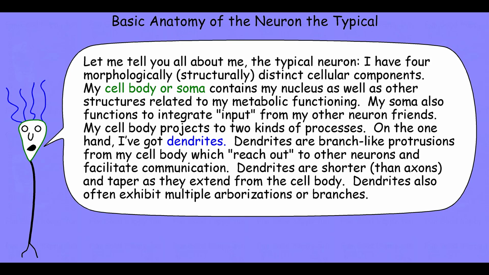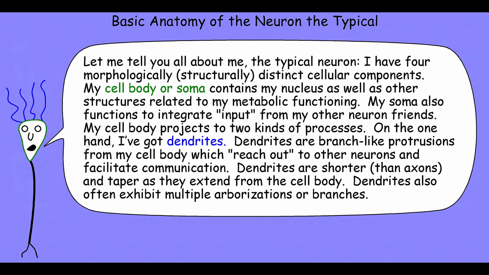A typical neuron is thought to have 4 morphologically or structurally distinct cellular components. The first cellular component we want to talk about is the cell body, or the soma. The cell body contains the nucleus, as well as other structures that are related to its metabolic functioning. The soma also functions to integrate the input from other neurons for the purposes of our action potential.